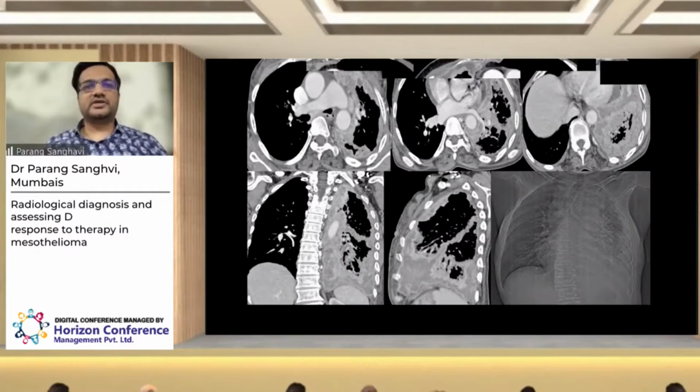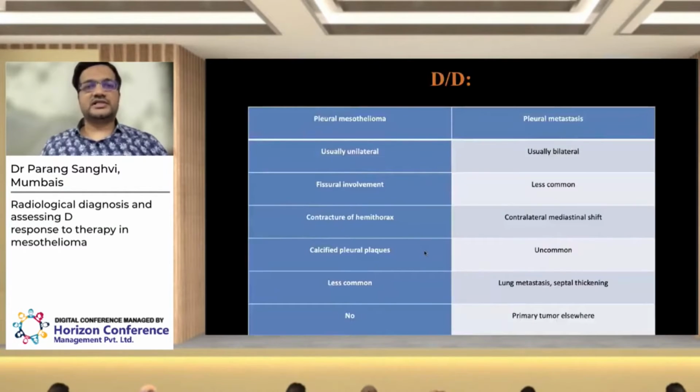One more example, you can see that there is a similar nodular enhancing pleural thickening on the right side. It is more than a centimeter in size. Mediastinal pleural involvement is also present, and we did the biopsy and the diagnosis was proven. So that's how a typical case of mesothelioma looks on a CT scan.